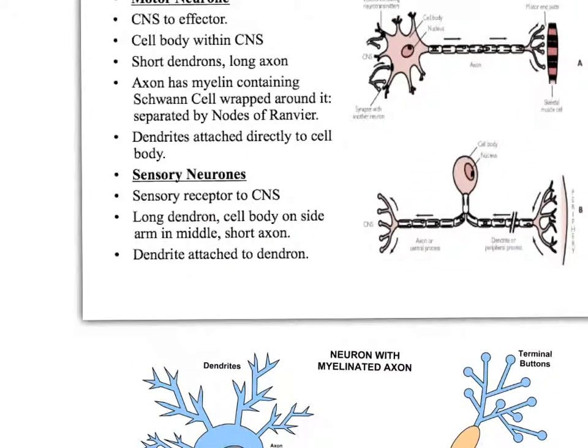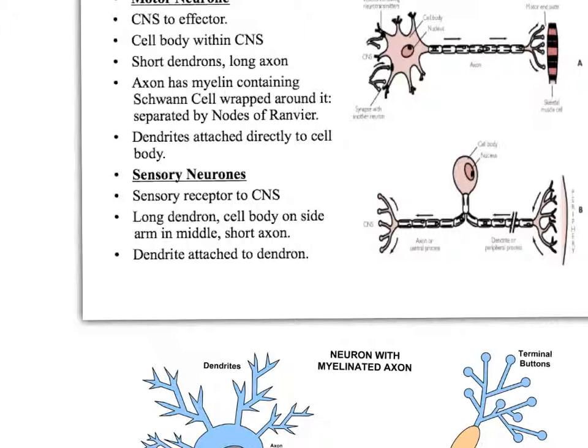So the sensory neuron takes information from the periphery somewhere, it could be the retina, it could be the skin, some form of sensory receptor, and takes that information to the central nervous system. Okay, it's got dendrites here, these branches here, which feed information into this long structure called a dendron.